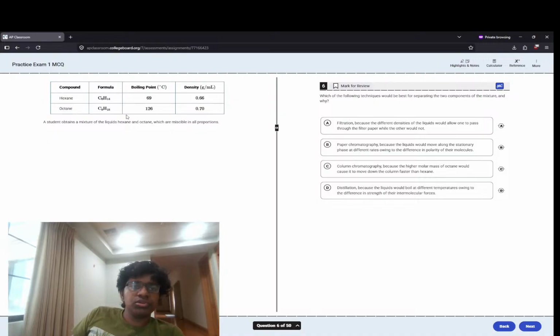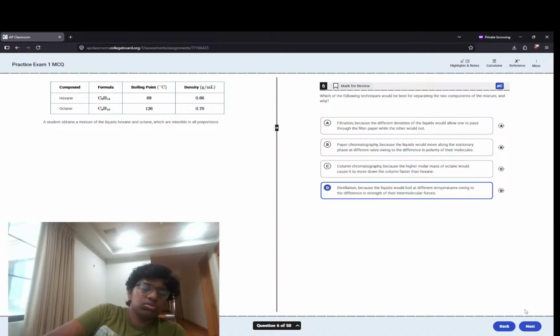So they got a mixture of hexane and octane, which are miscible in all proportions. They're mixable. So if you want to separate them, how do you do it? Well, I mean they have pretty different boiling points, so distillation would probably work. This seems like BS. This seems like BS too.